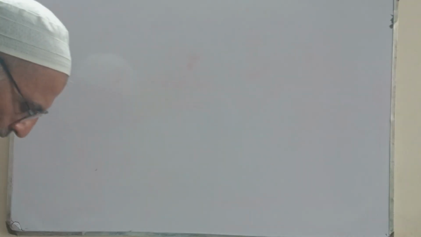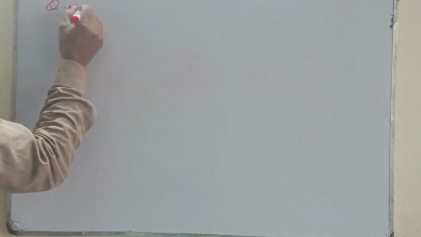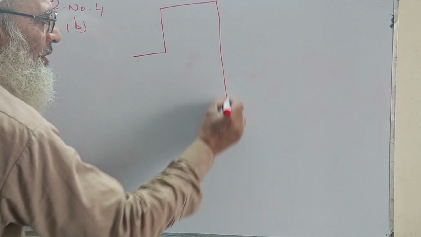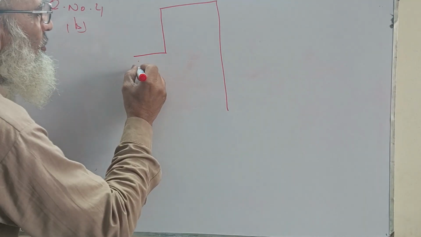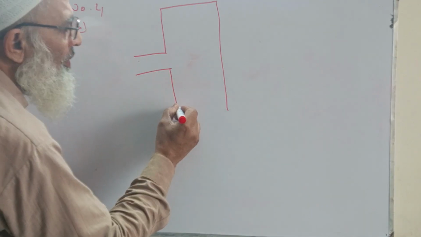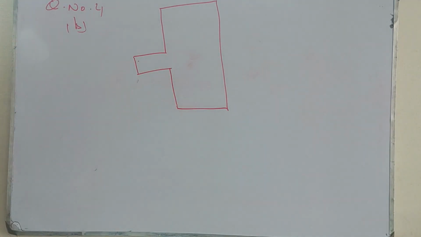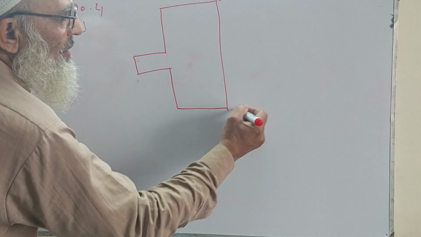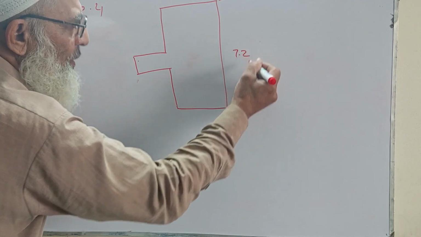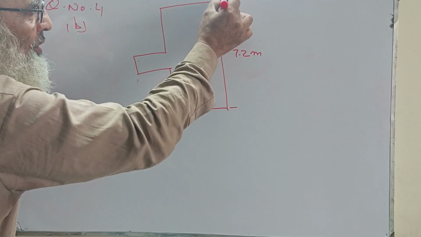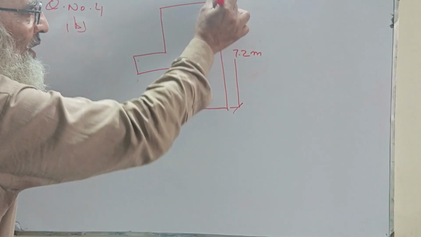Now, dear students, part B of the same question 4. What does the figure say? Let me draw it freehand because it will take much time to draw it neatly. So this is our figure now. What is given in this? This side measures 7.2 meters from here to here. You can see in your book, page number 138.